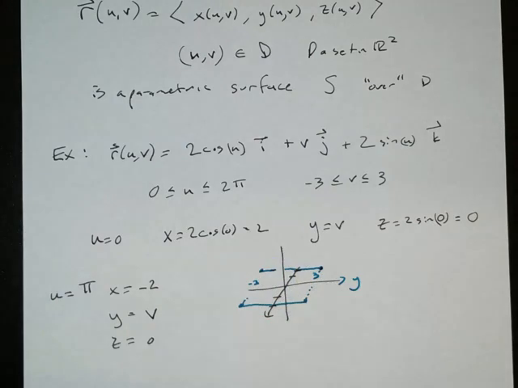As a matter of fact, no matter what u value I pick, that's going to define a point in the xz plane. And then y is going to go from -3 to 3. So I now know that when I fix u, I get a line segment in different places.